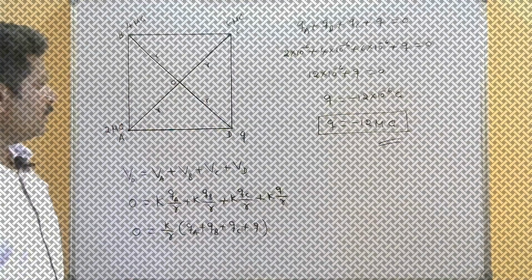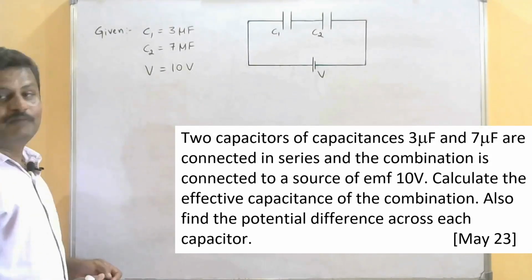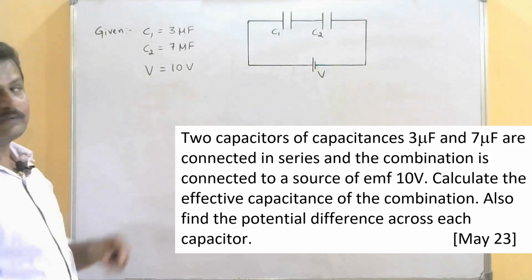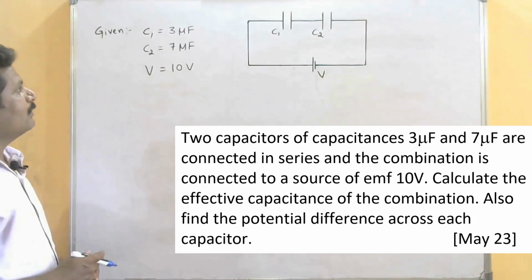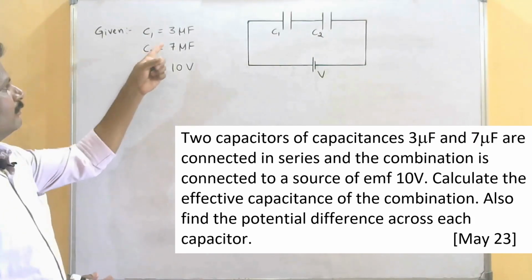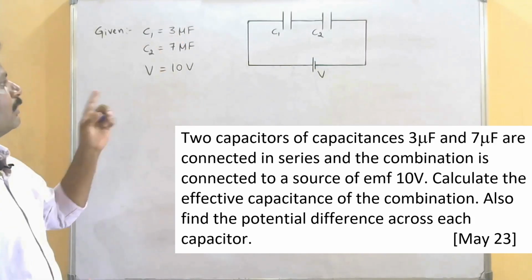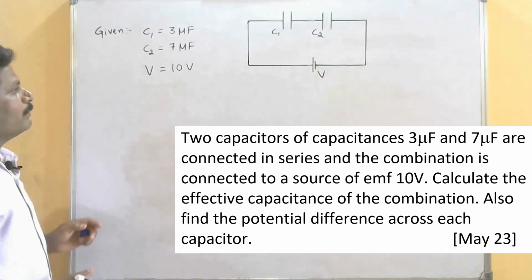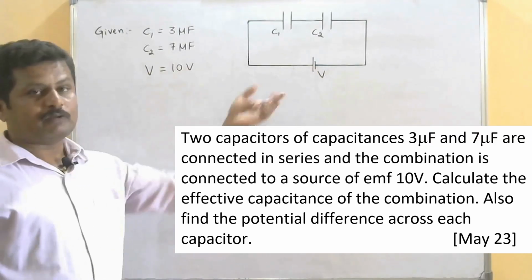Let me go to the next problem. In this problem, we need to find out the effective capacitance of the combination as well as the potential difference across each capacitor. And here we have C1, C2, which have capacitances of 3 microfarad and 7 microfarad respectively, and they are connected, and this combination is connected to a 10 volt supply.